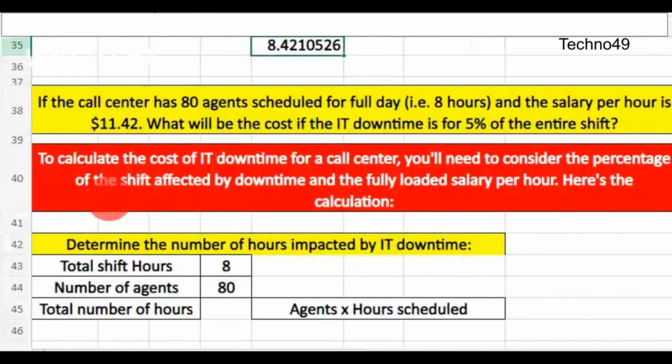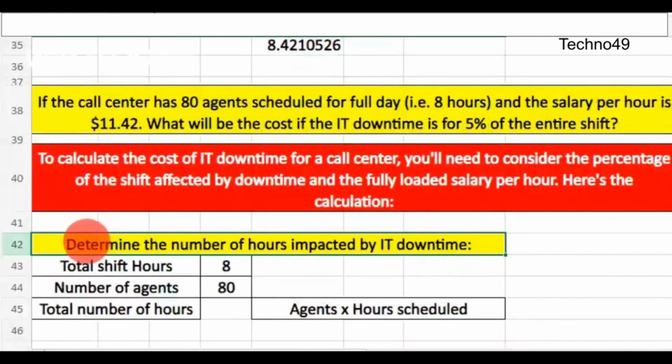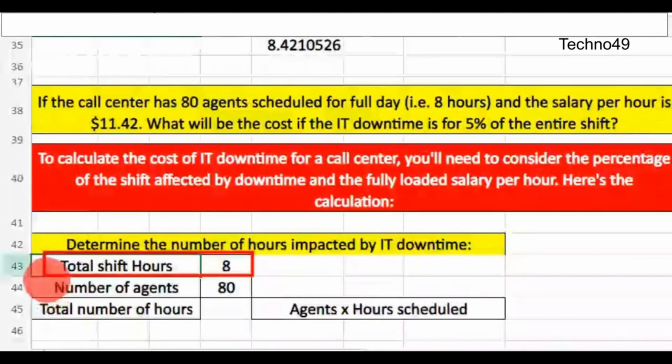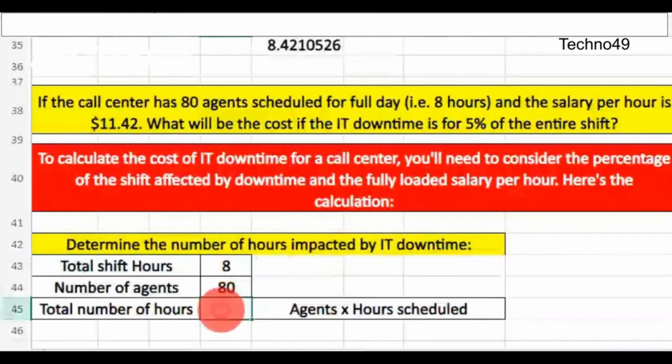To calculate the cost of IT downtime for a call center, you need to consider the percentage of the shift affected by downtime and the fully loaded salary per hour. First, we have to determine the number of hours impacted by IT downtime. We know the total shift hours is 8 and the number of agents is 80. So the total number of hours would be total shift hours multiplied by number of agents, which is 640 hours.